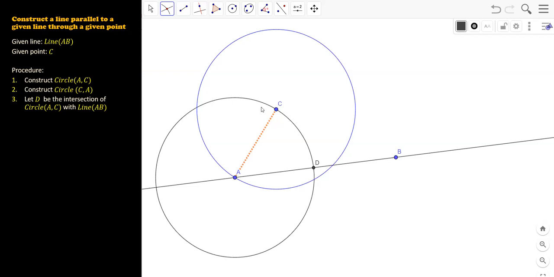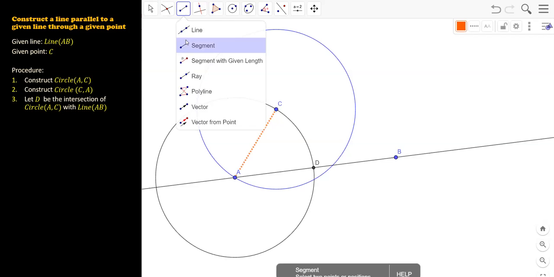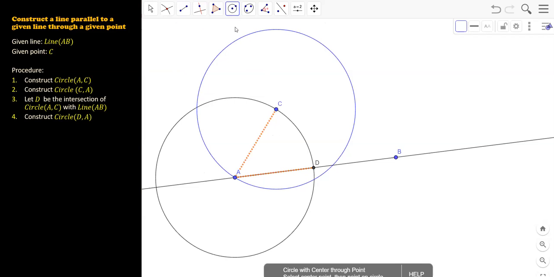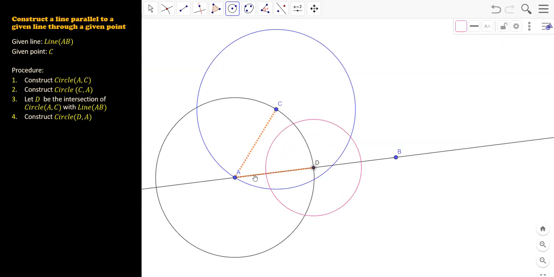Okay, so if we look at another line segment, segment AD, that is a radius. So that is also the same as the line segment AC. Both of those are radii of circle AC, the circle centered at A and edge at C. Okay, cool. So we've got that intersection. So now, we want to draw another circle, circle DA. So centered at D, edge at A. And I will make this that color. I think that's pink. So centered at D, edge at A.